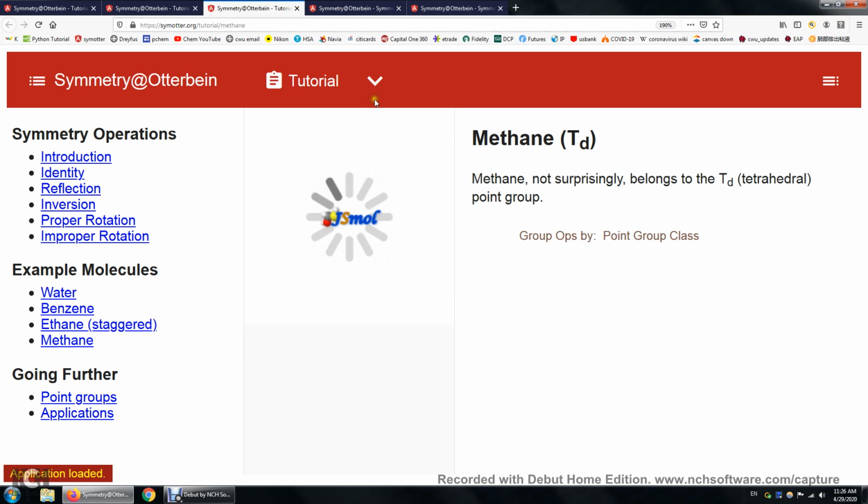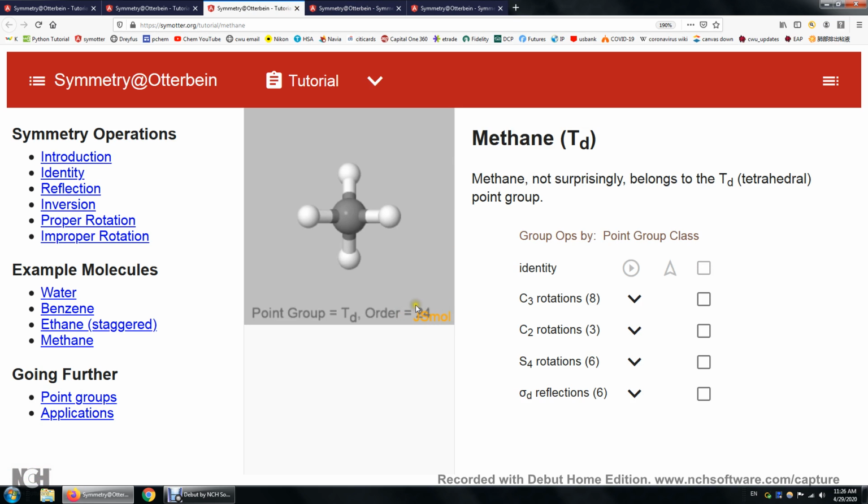Very high symmetry. Again, 24 operations. So if you have 24 symmetry operations, including the identity operation, we say the order of the point group is 24. All right, so there are 8 C3 rotations. Why 8? It's kind of strange. But you can see there are 4 CH bonds. So you have 4 C3 axes.